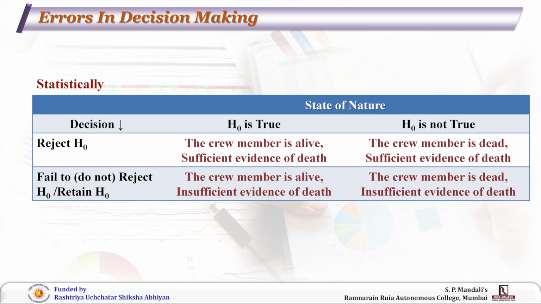Statistically speaking, if H0 is true and it is rejected, it means the crew member is alive, but there is a sufficient evidence of death. If H0 is true and it is retained, it means the crew member is alive and there is no sufficient evidence of death. The third possibility is H0 is not true and it is rejected, means that the crew member is dead and there is a sufficient evidence of death. And the fourth case is if H0 is not true and it is retained, the crew member is dead but there is no sufficient evidence of death.